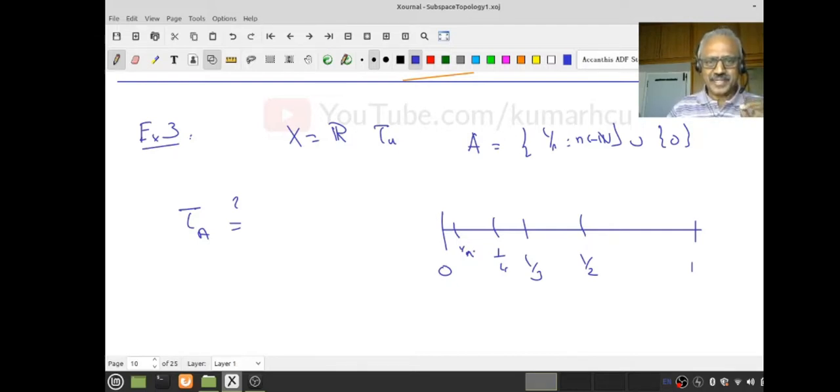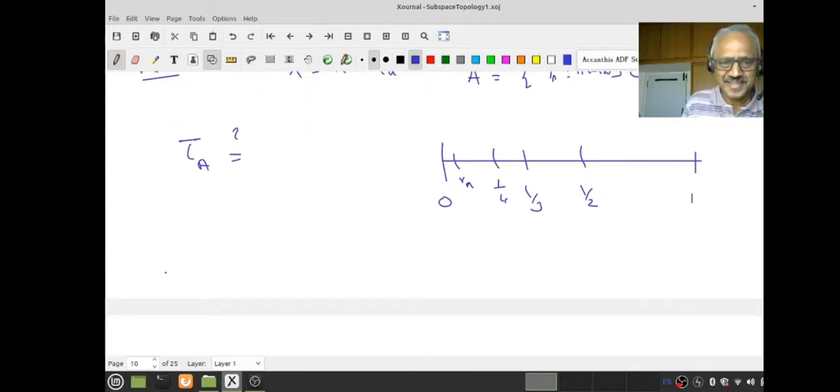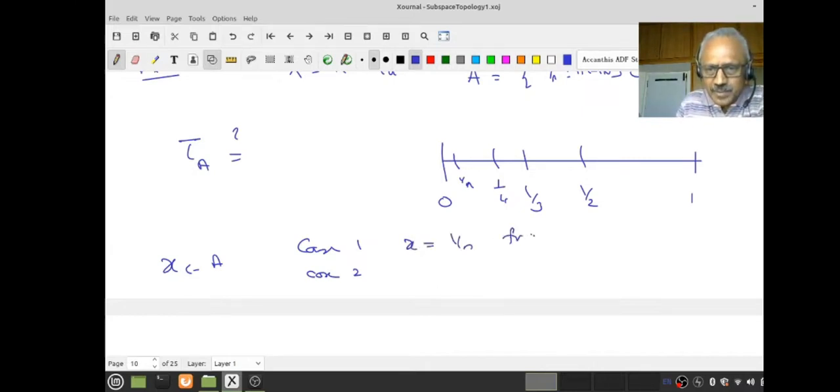If I take x in A, there are two cases I have to deal with separately. How many of you know what the two cases are? If x belongs to A, then I want to consider case 1 and case 2. If you look at the picture, intuition should help you. The cases are: x equals 1/n for some n, that is, x is not equal to 0, or x equals 0. These are the two cases.